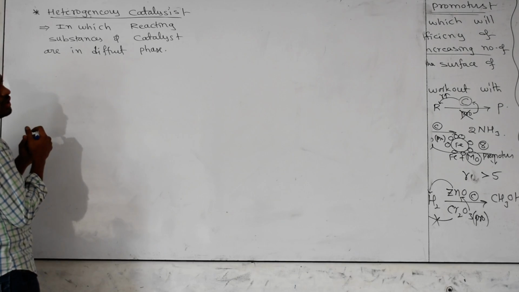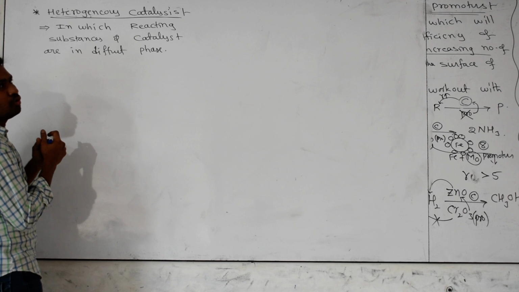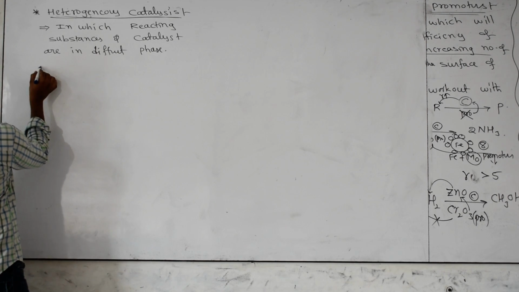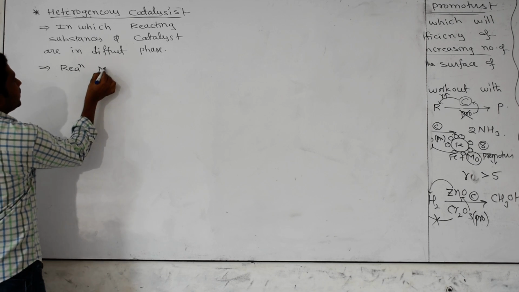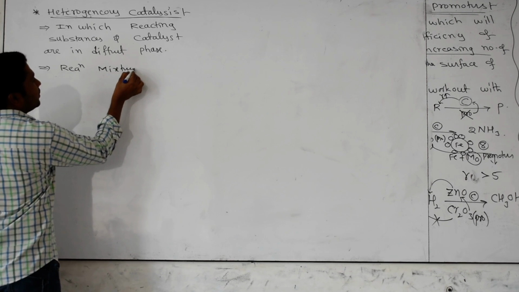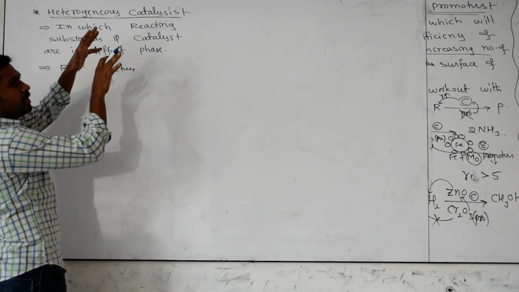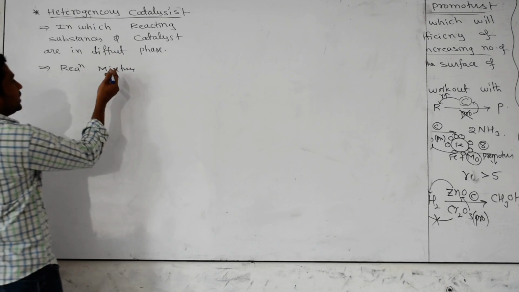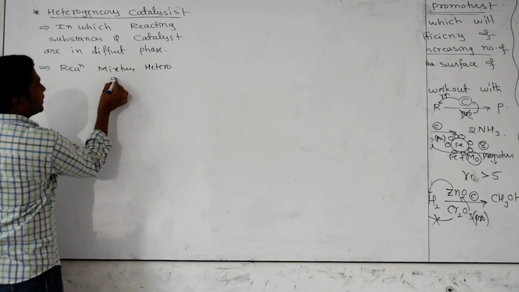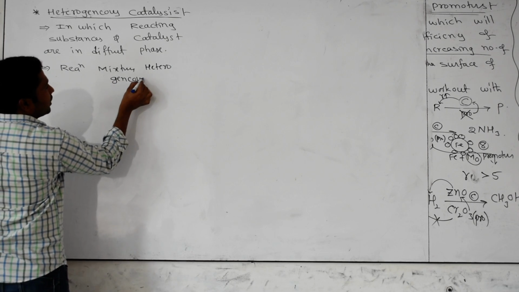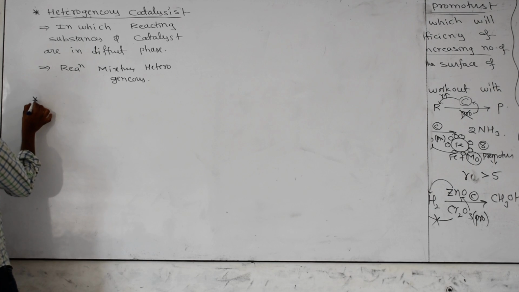Because of more than one physical state, what happens? We are getting homogeneous and heterogeneous. Heterogeneous we are getting means the reaction mixture should be heterogeneous. Means reactants, products, catalyst appear in more than one physical state. It is called the reaction mixture being heterogeneous. Did you get it? Yes. Just I will give you some examples for this one.